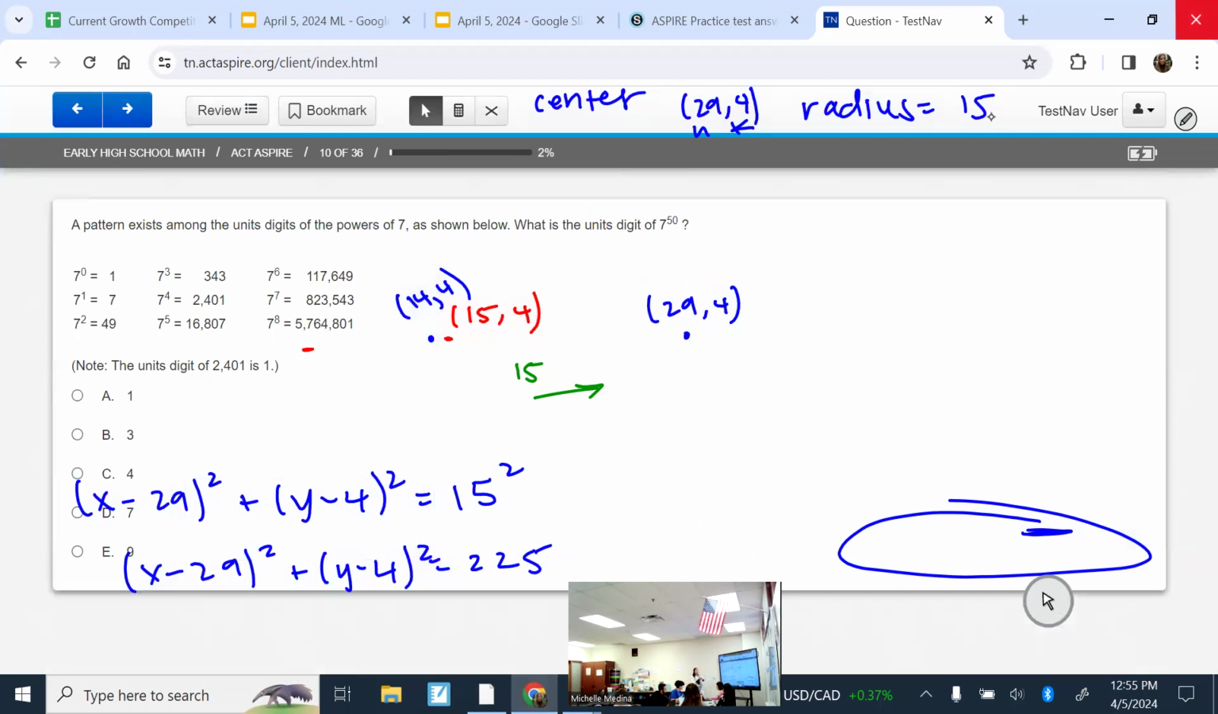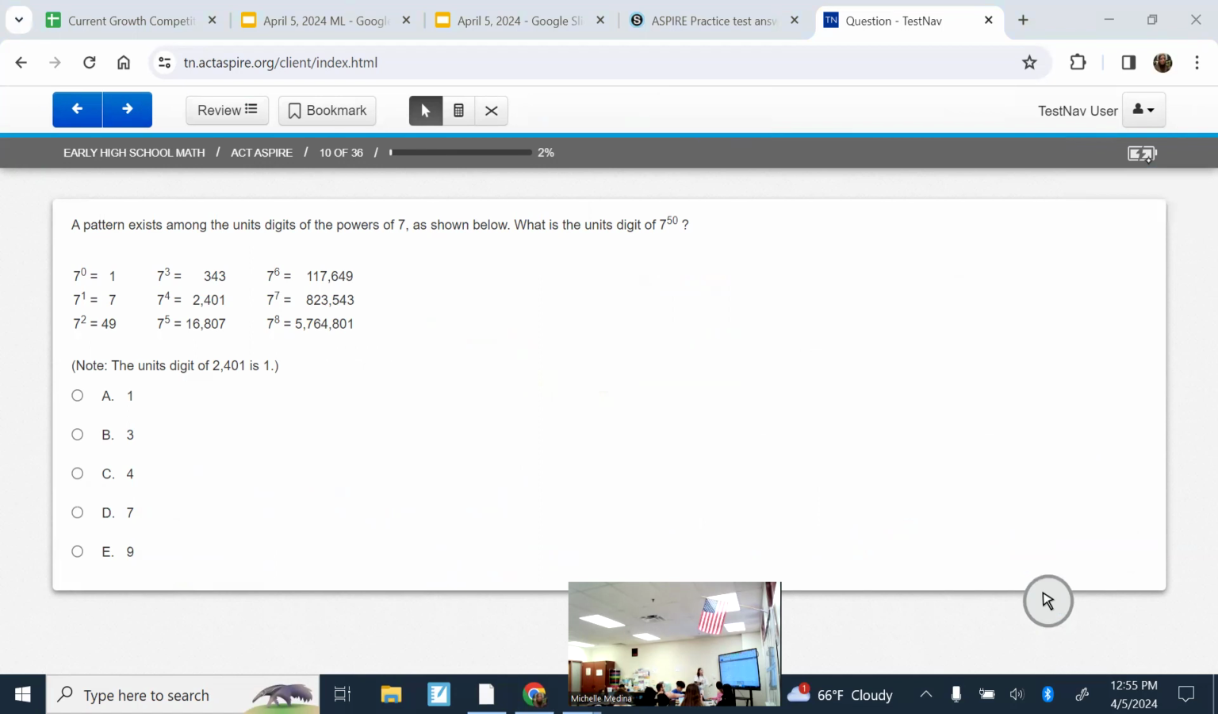Okay, so this one was interesting. A pattern exists among the units digits of the powers of 7, as shown below. What is the units digit of 7 to the power 50? Note, the units digit of 2,401 is 1. So when they say units digit, what are they talking about? What'd you say, Jim? The ones place of the number. So I didn't know what units digit was. I had to read that little key to figure that out.